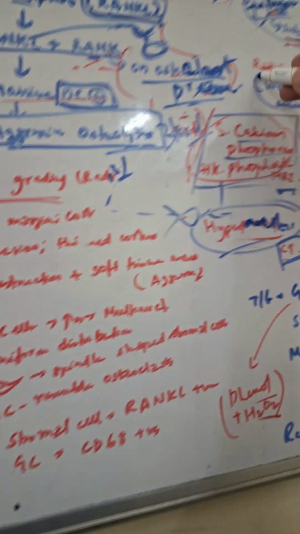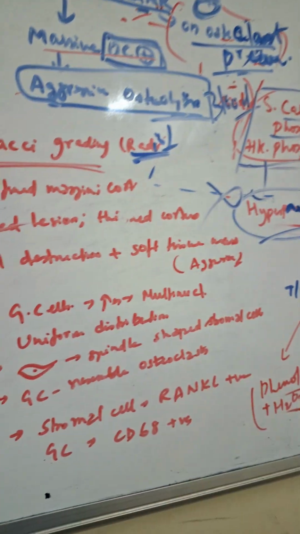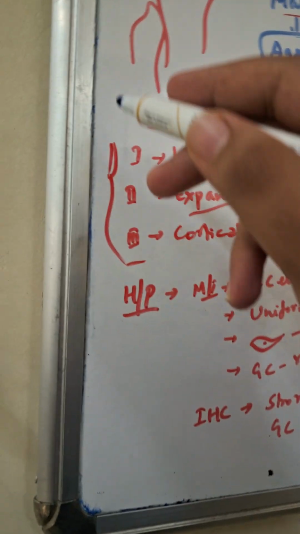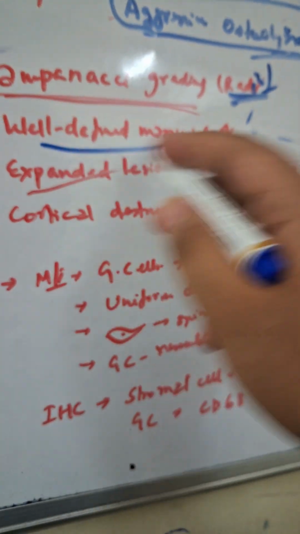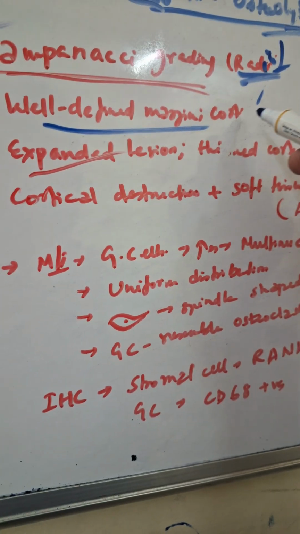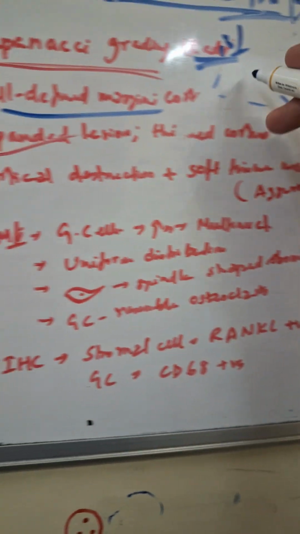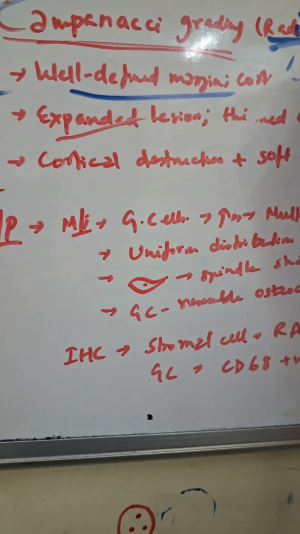Since we are discussing the radiology, we want to know one thing, the Campanacci grading. It's very simple. It divides into 1, 2, and 3. In grade 1 there is a well-defined margin, and the cortex is not affected.